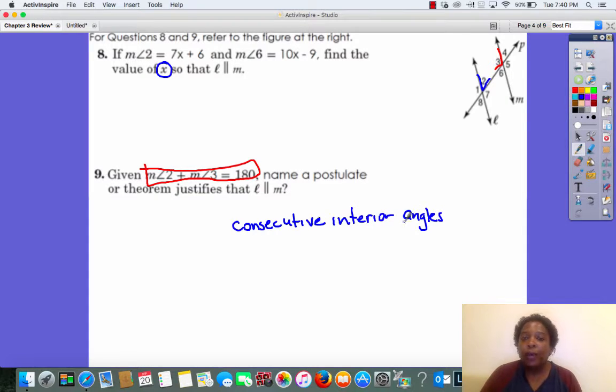Since we are working backwards, we're proving the lines are parallel. Backwards, we're going to add on converse. The last part is, is it a theorem or a postulate? Well, in this unit, you only learned one postulate, which was corresponding angles. Everything else is a theorem. That's a little trick. So the name of the postulate or theorem that justifies L is parallel to M: converse of consecutive interior angles theorem.